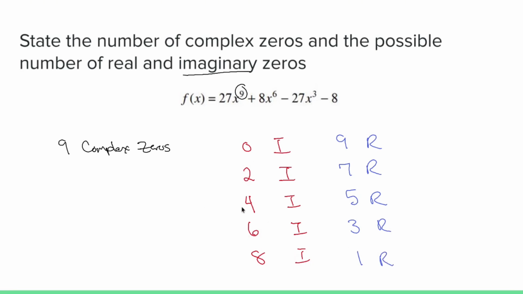So we have 5 possibilities: 0 imaginary and 9 reals, 2 imaginary and 7, 4 imaginary and 5 reals, 6 imaginary and 3, and 8 imaginary and 1 real. And again, that's because this graph is going to look something like this, with all those bumps. So at some point, this will cross the x-axis, but we just don't know how many times it will cross the x-axis. Fun stuff.